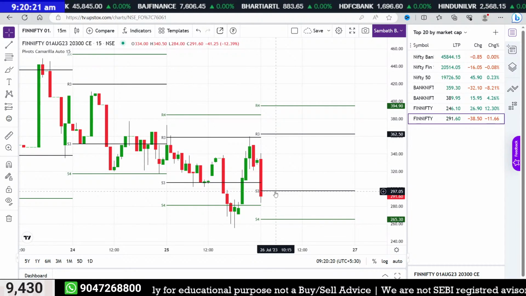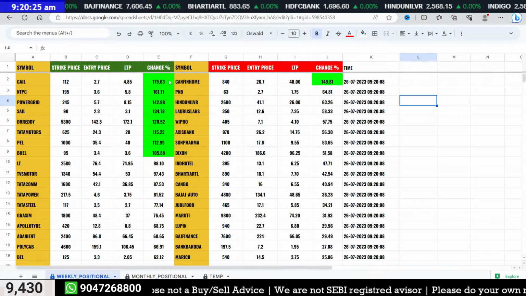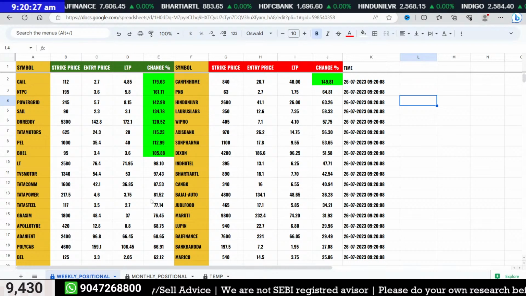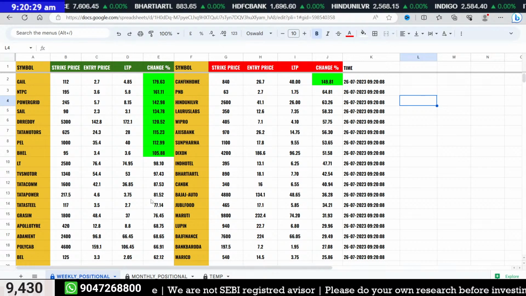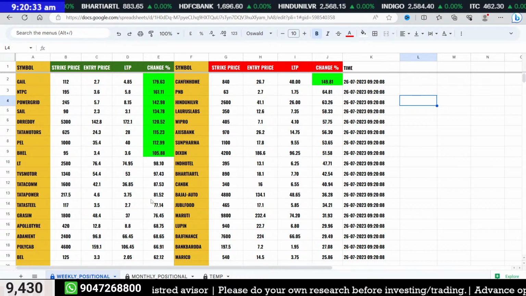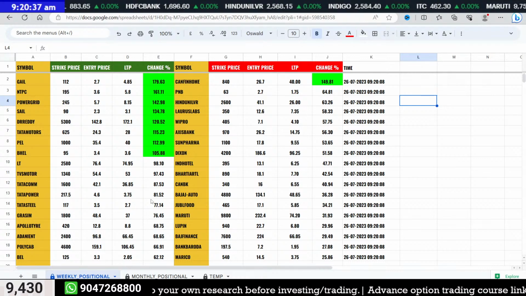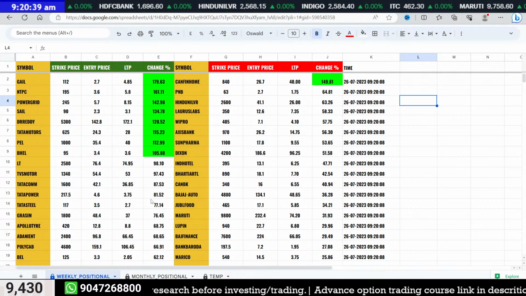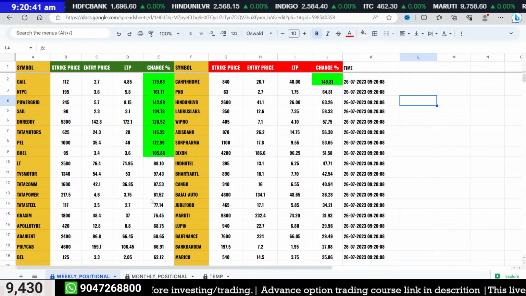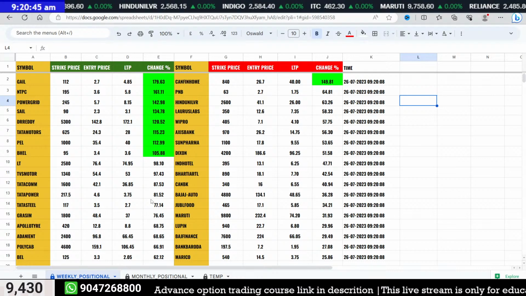So let me wait. If you have any questions or doubts, you can just ping me here in the chat box. Something like BHEL 3.6, and LNT previous entry and weekly positional. We have only 2 days left for this expiry. So even if you are trying any trades, maybe in stock options, look at them for intraday purposes only.